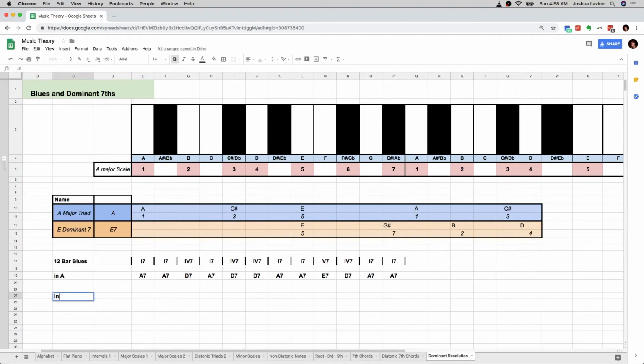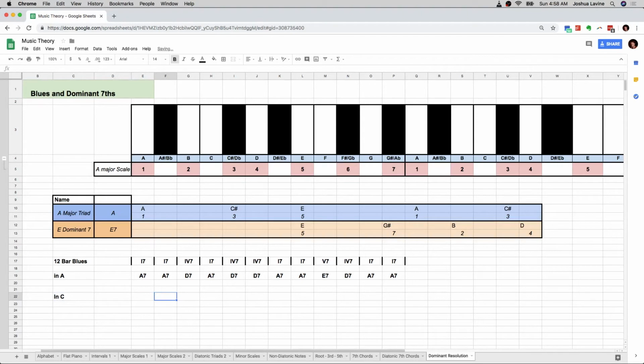Let's just look at this in the key of C really quick. So this would be a C7, C7, F7, C7, F7, F7, C7, C7, and then what's the 5 of C? It's a G7, and then 4 would be F7, and then C7, C7.